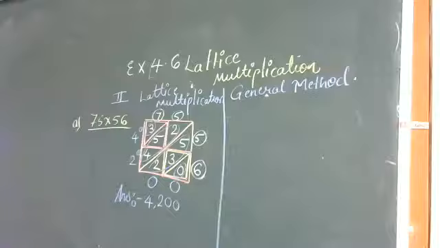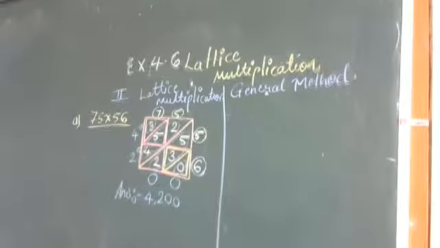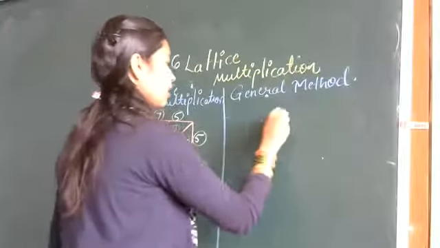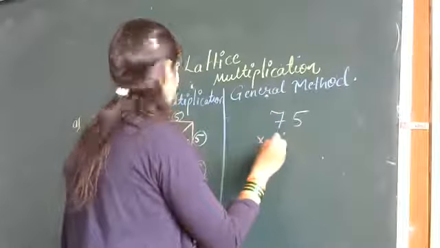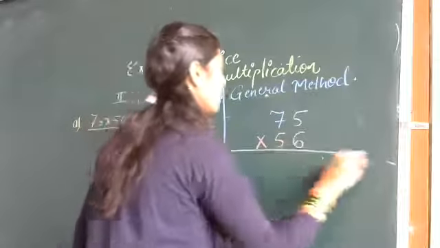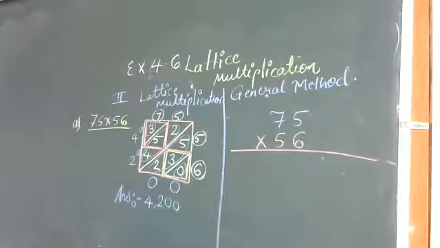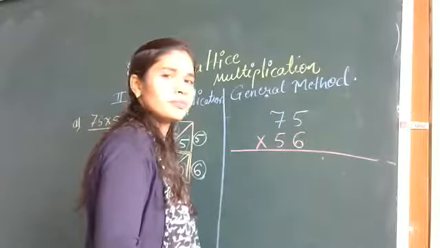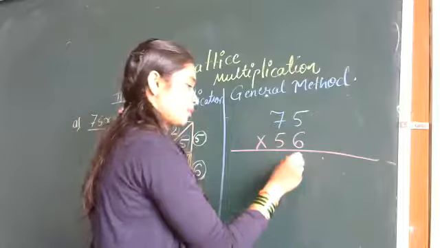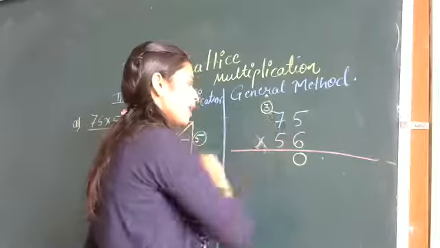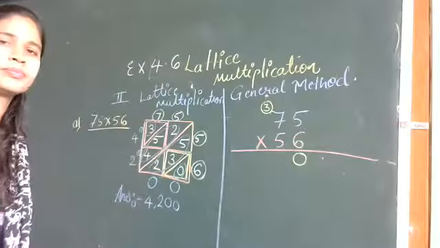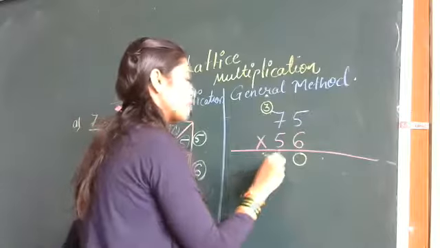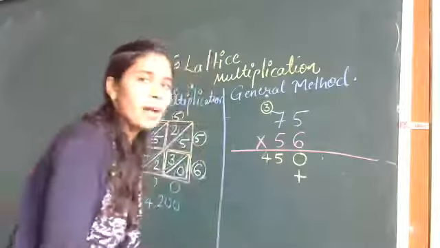Now we will check this with our general method. What does general method mean? Write the numbers in vertical manner and just multiply. 5 times 6 is 30, so 3 will be carried here. 6 times 7 is 42. 42 plus 3 is 45.